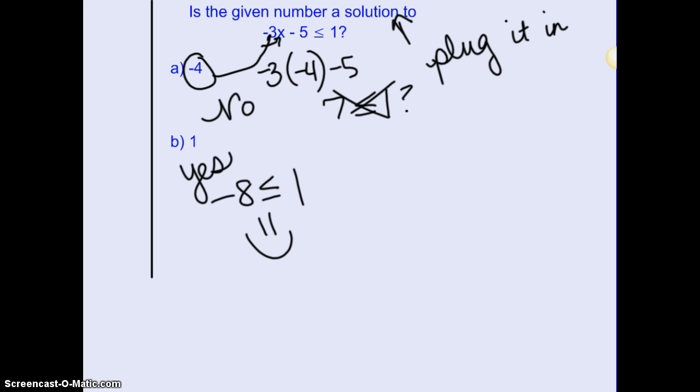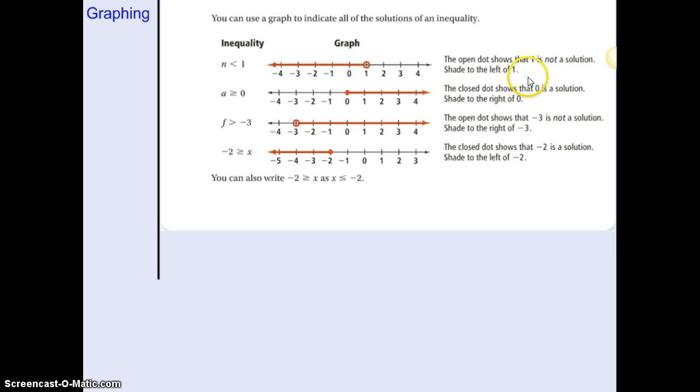Now, next page. Okay, here is a good little description. That's not what we're going to write, but I'll read through it. You can use a graph to indicate all of the solutions of an inequality. So this says n is less than 1. So they put a circle on the number line around the 1. This one, a is greater than or equal to 0. So because the 0 is what they see, they put a circle on the 0. Now, do you notice? Oh, and then they colored the greater than way. This one is open, this one is closed. Do you see the difference?